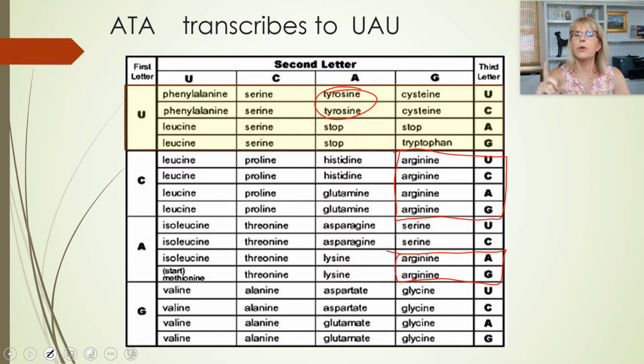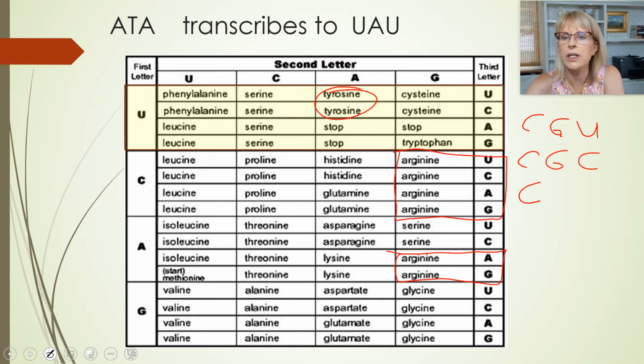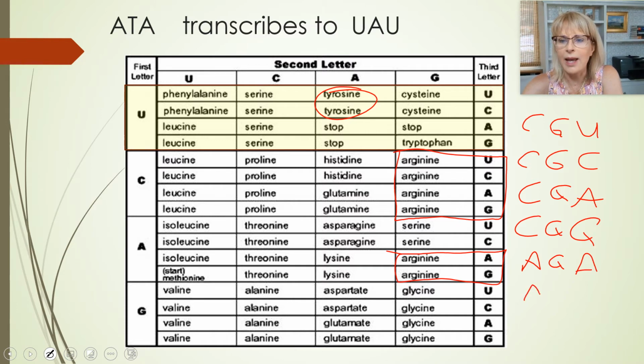All right. With arginine, how many codons are there? There is CGU, that means arginine. There is CGC, that means arginine. CGA means arginine. CGG means arginine. And AGA means arginine. And AGG means arginine. Look at all of those things that mean arginine. Why? Why is that good?